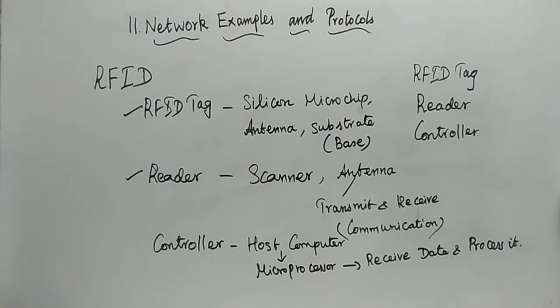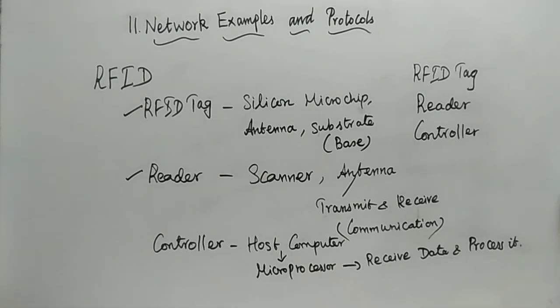Why is there a need to transmit and receive signals? For the purpose of communication. And the next one is your controller. Controller is nothing but your host computer, which has a microprocessor. What is the work of the microprocessor? It is going to receive the data from the input, that is, read the data and process the data. That is the work of the microprocessor. So, clear with the RFID main components.